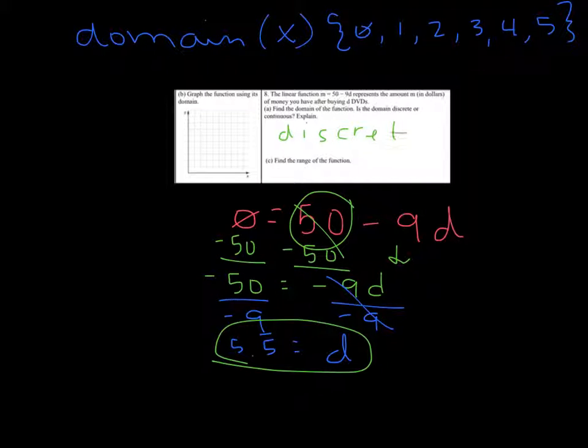And then for your explanation, you can't buy part of a DVD. Or you could say something about the fact that only whole numbers would make sense.